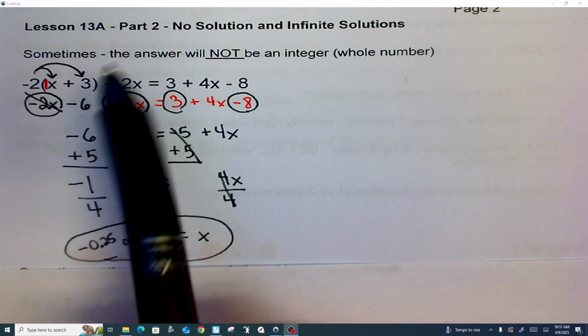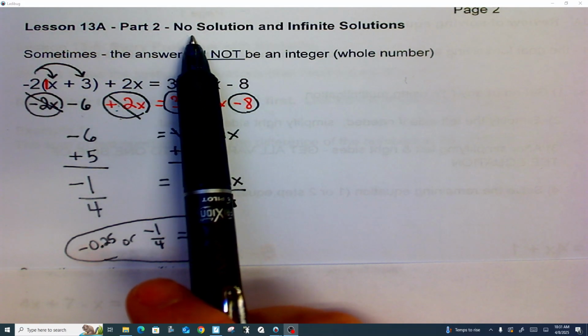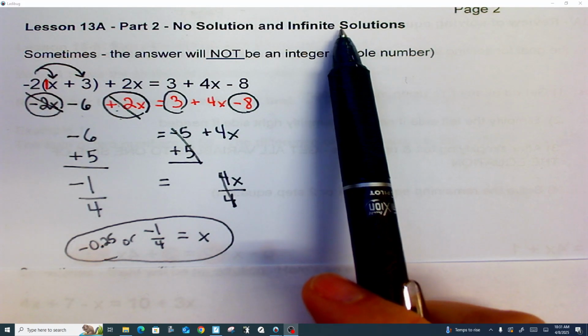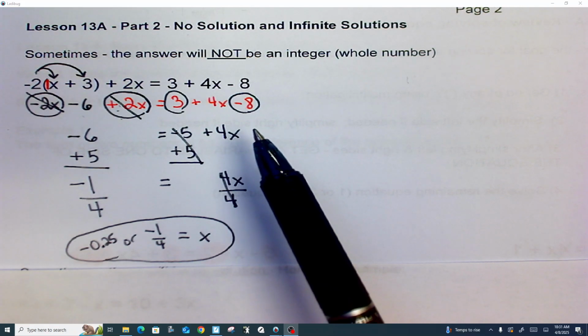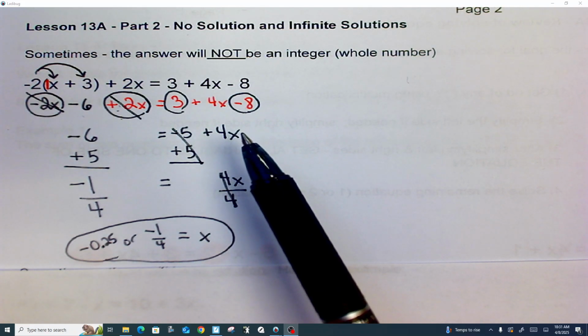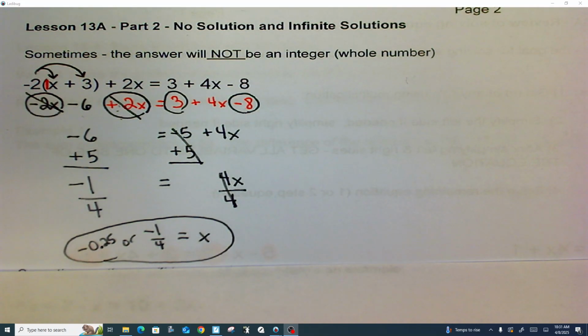Now, the next part of the lesson is going to be something new. This is where we're going to take a look at an equation that has no solution, or something that has infinite solutions. In other words, like an unlimited number of solutions that makes it true. And it sounds a little weird, but we're going to go through and solve these equations, and you're going to see a moment where you go, huh, that's strange. And that's where the new stuff is going to come into play.